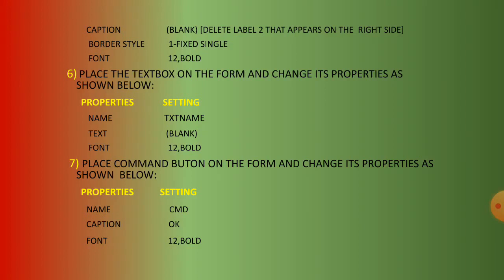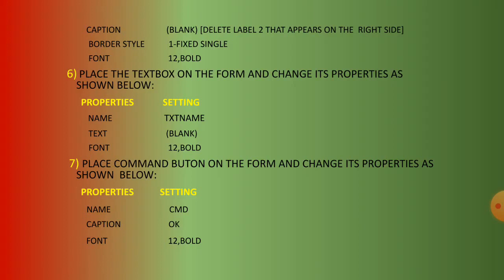And next, place another command button. Two label controls we have kept, two text box controls and two command button controls we have kept. For this command button also, name it as cmdExit, that is command button exit, caption Exit, font 12 and bold. These are the different controls that we have kept on the screen.